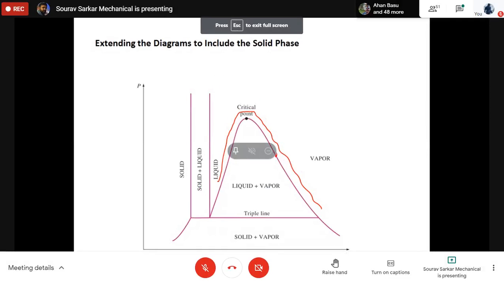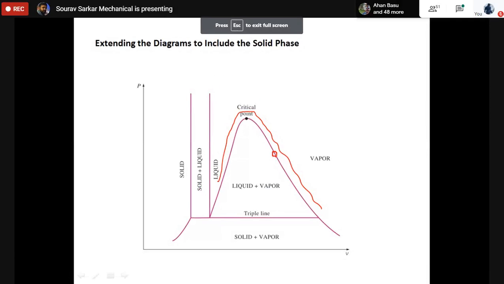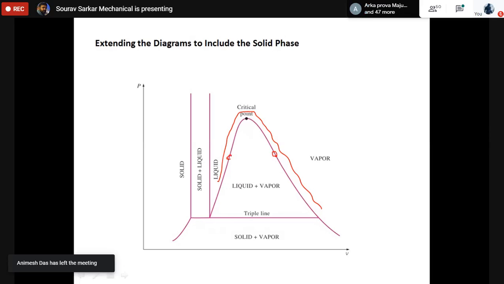What is the state of the water on this line? Saturated vapor. And on this line? Saturated liquid. Very good. And in between it is liquid plus vapor, the water vapor mixture. Yes. So this part is known to us.